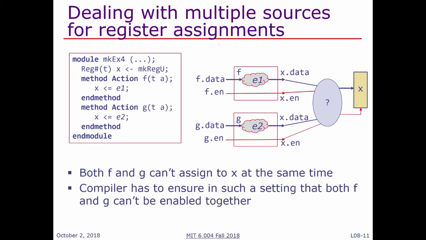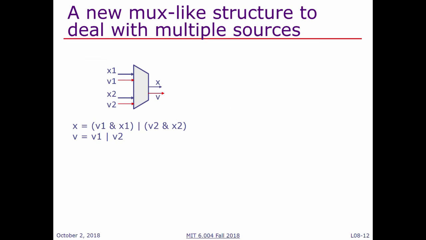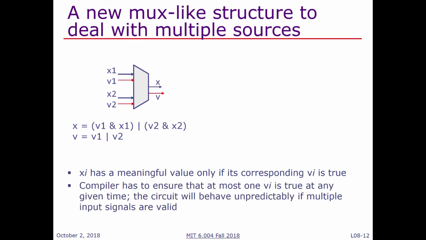So how do we express such a design? This is what we'll do. We will use this kind of a mux. The idea here, you can understand it, is that x1 is meaningful only if v1 is true, x2 is meaningful only if v2 is true, right? And then the output will be v1 or v2, and you're selecting the data output correctly as well. But somewhere there is a restriction that both better not be true.